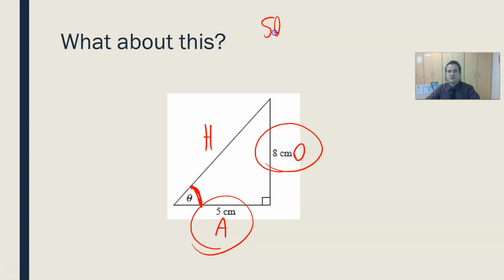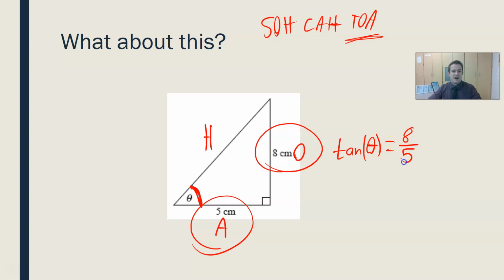So thinking back to SOHCAHTOA, which trig function is going to use the opposite and adjacent sides? The tangent. So tangent of theta, this angle here, is equal to 8 over 5. Opposite over adjacent. So the difference between this problem and one we would have done last time is this time I'm missing an angle. So the instructions to this problem might be like solve for the missing angle or something.